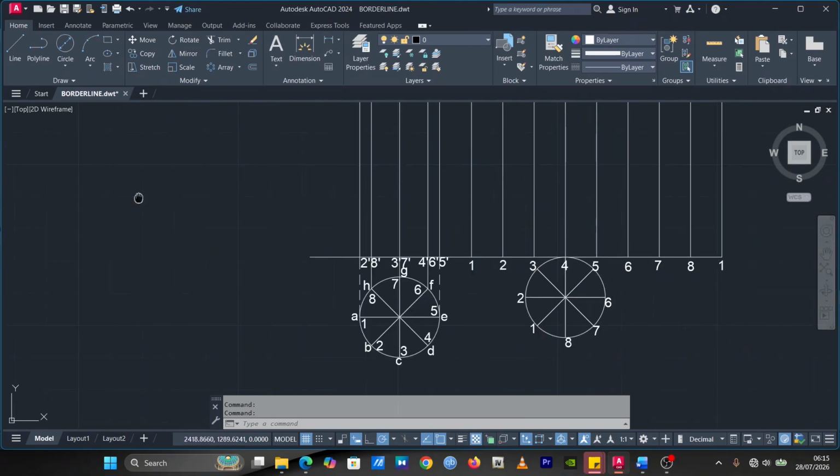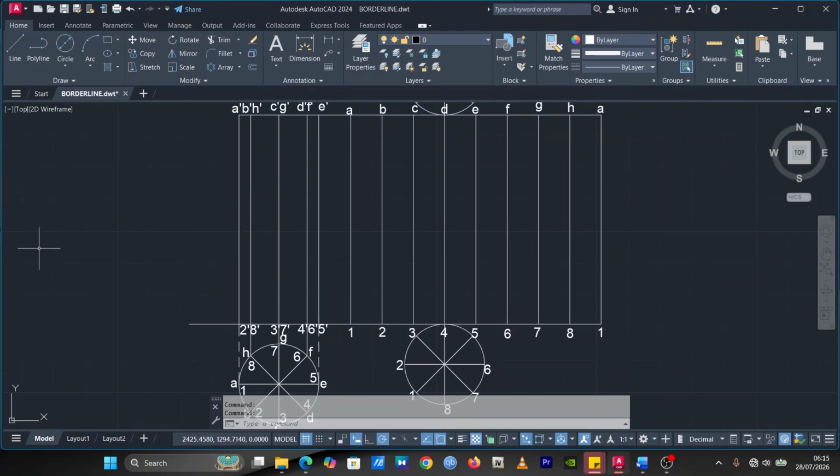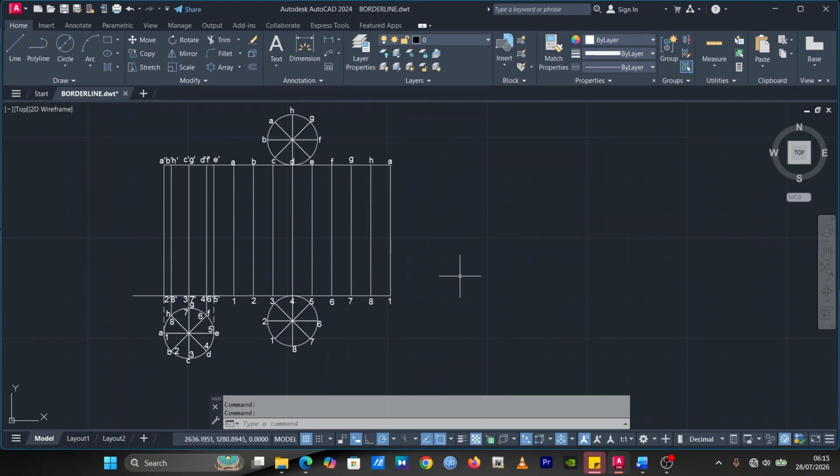I mean, we are done with our drawing. It's going to look this way. So yes, this is how to develop a cylinder. Yeah, I think that's it. So you can change the color of your alphabets or your numbers if you want. I mean, anyhow you want it.